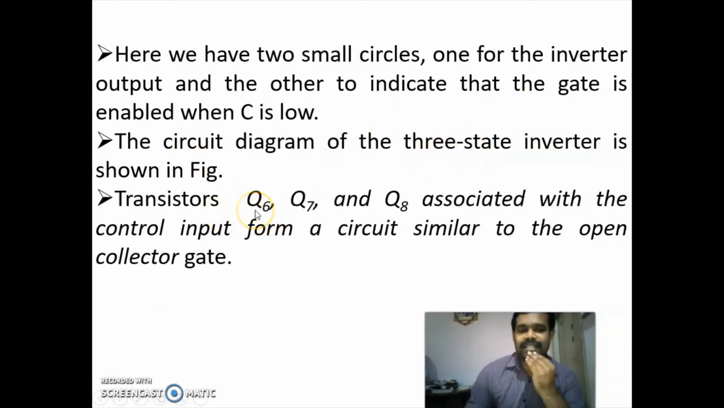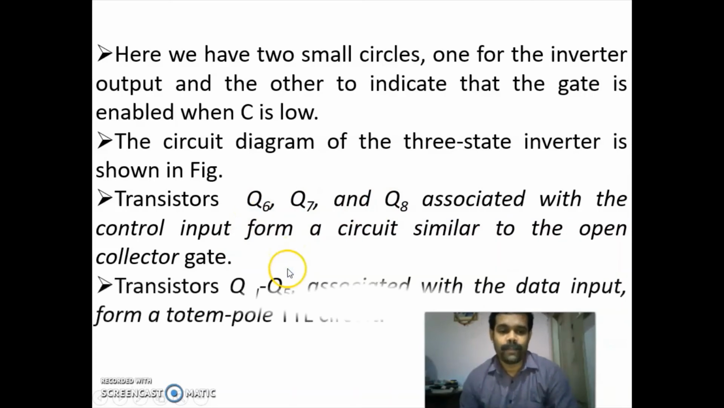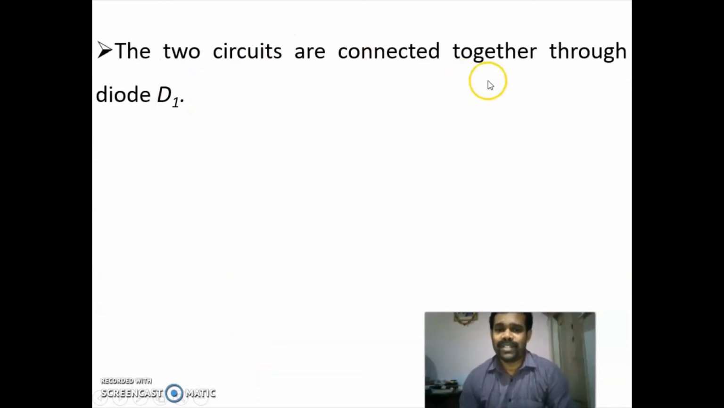In that, the transistors Q6, Q7, and Q8 associated with the control input form a circuit similar to open collector. So I already told you that we can separate the circuit into two. One is the open collector section, another one is the totem pole section. The bottom part is nothing but the open collector, and the top part is nothing but the totem pole. Q7, Q6, and Q8 form an open collector, and the transistors Q1 to Q5 are nothing but the totem pole TTL. The two circuits are connected by the diode D1.